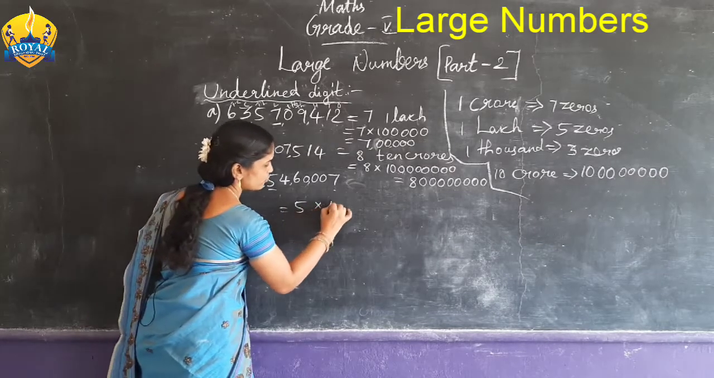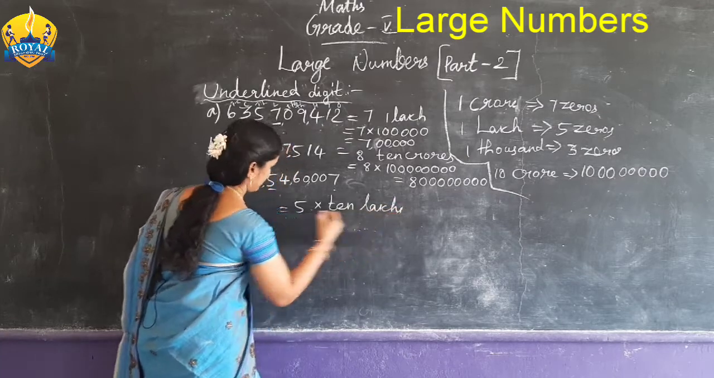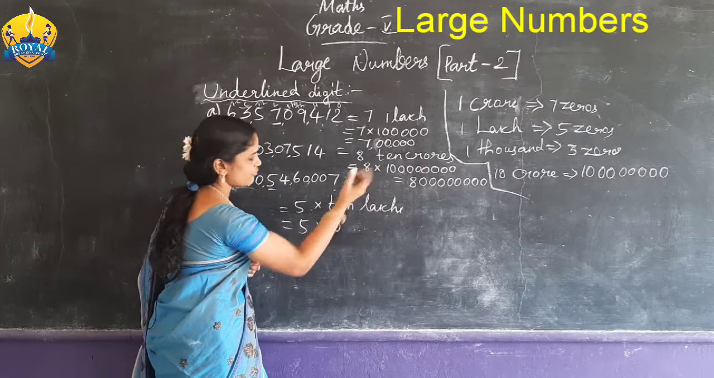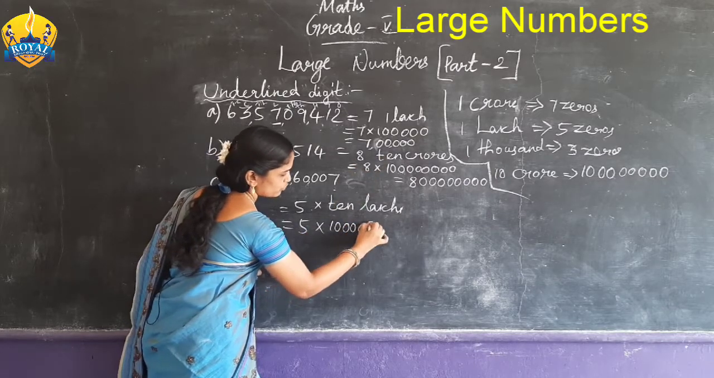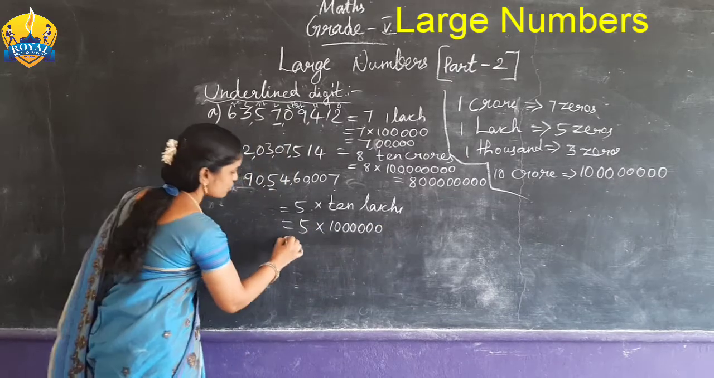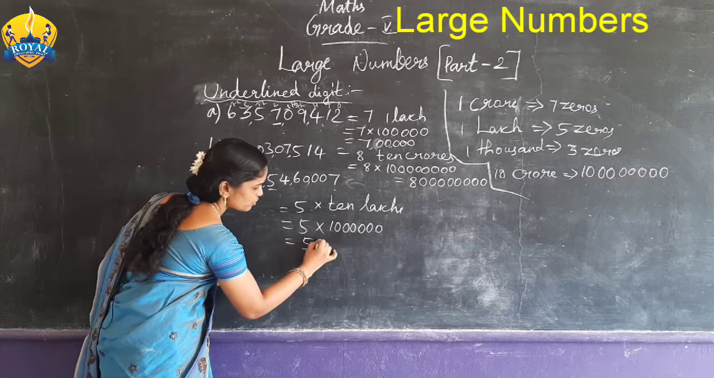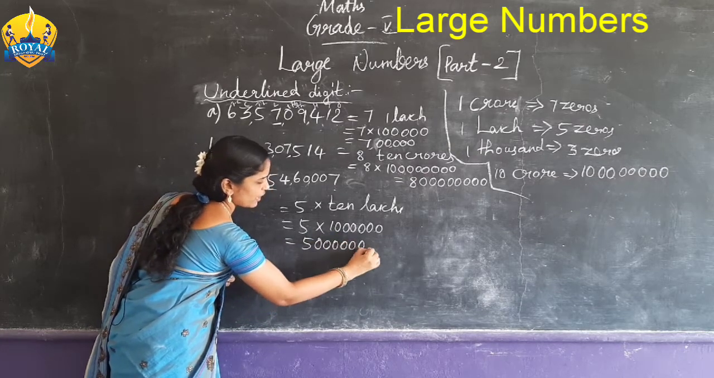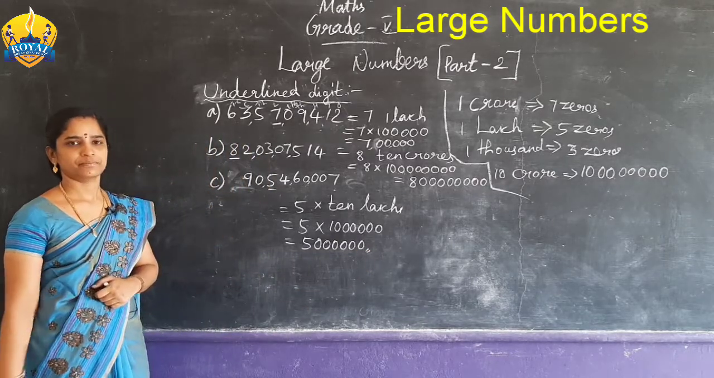So 5 into 10 lakh. 5 into 10 and lakh has 5 zeros. So we put 5 zeros, 2, 4 and 5. So 5 into 10 lakh is 50 lakh. 5 into 10 is 50 and lakh 2, 4, 5. Okay student, is it clear?